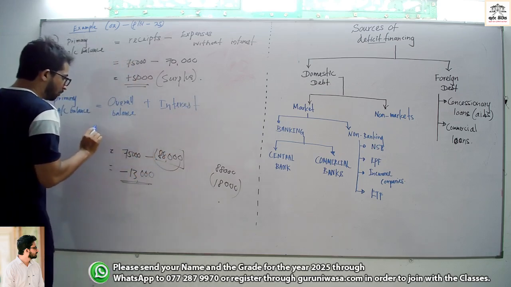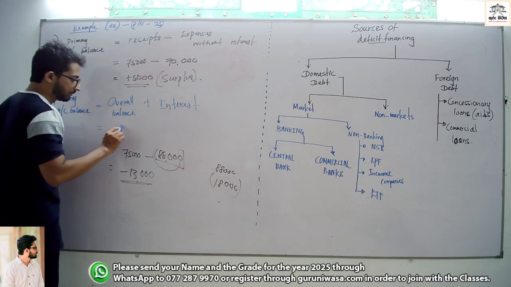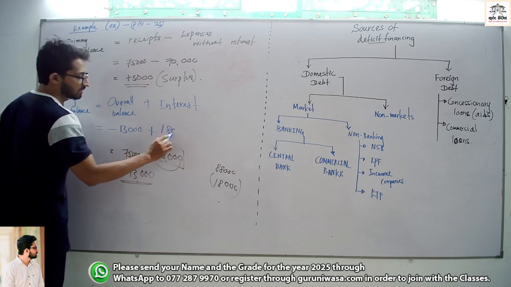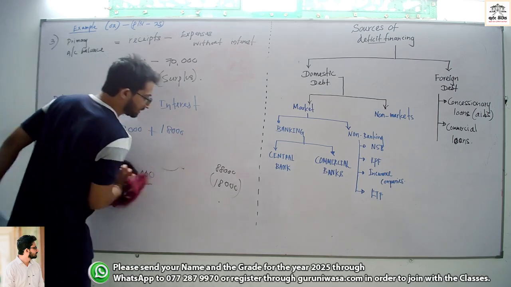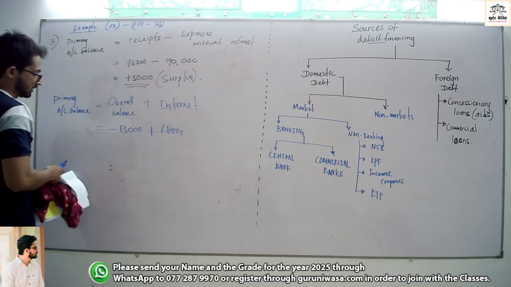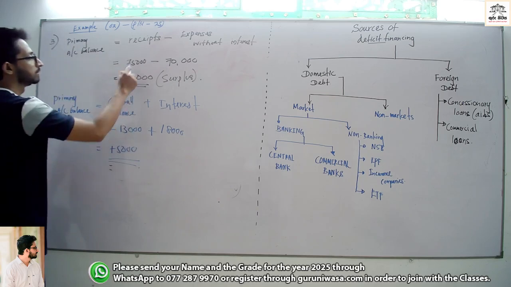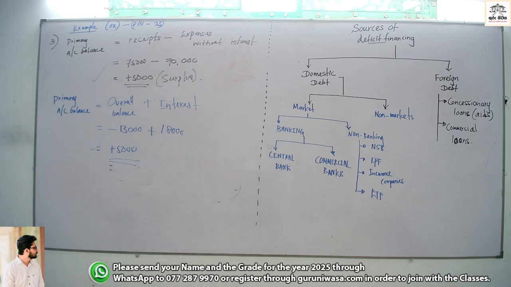Okay, how much is the overall balance? Minus 13,000, plus interest. How much interest? Interest is 18,000. If you add 18,000 interest, you can calculate the primary account balance. How much? Plus 5,000. Is it clear anyway? Both methods show the same answer. Any doubt? Okay, good.